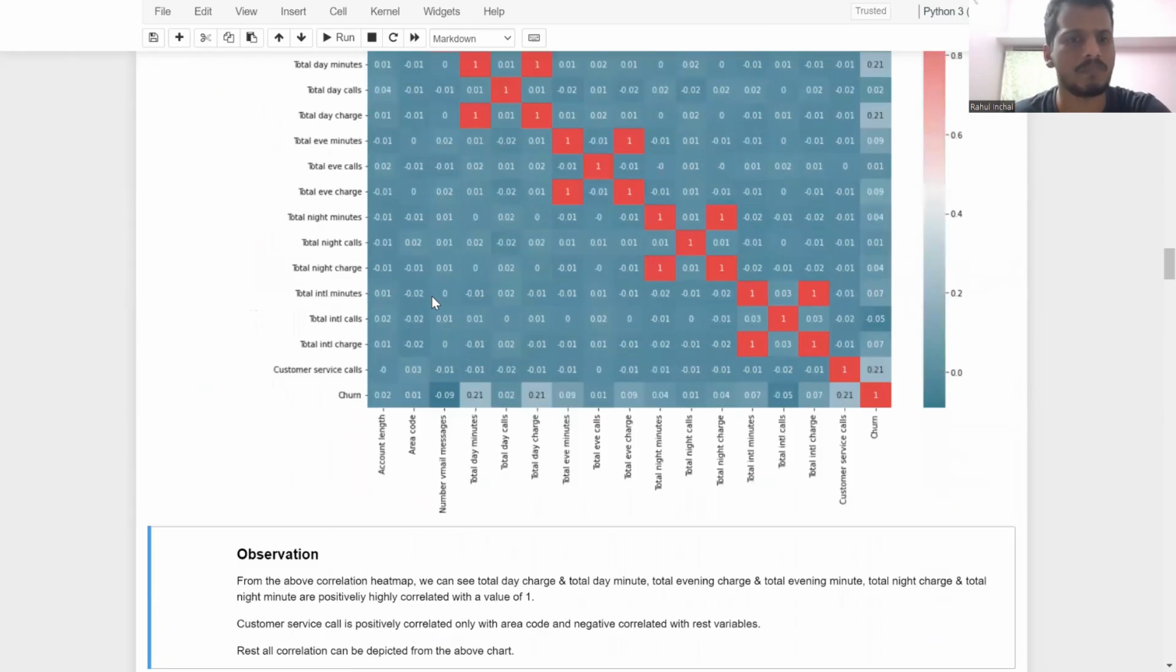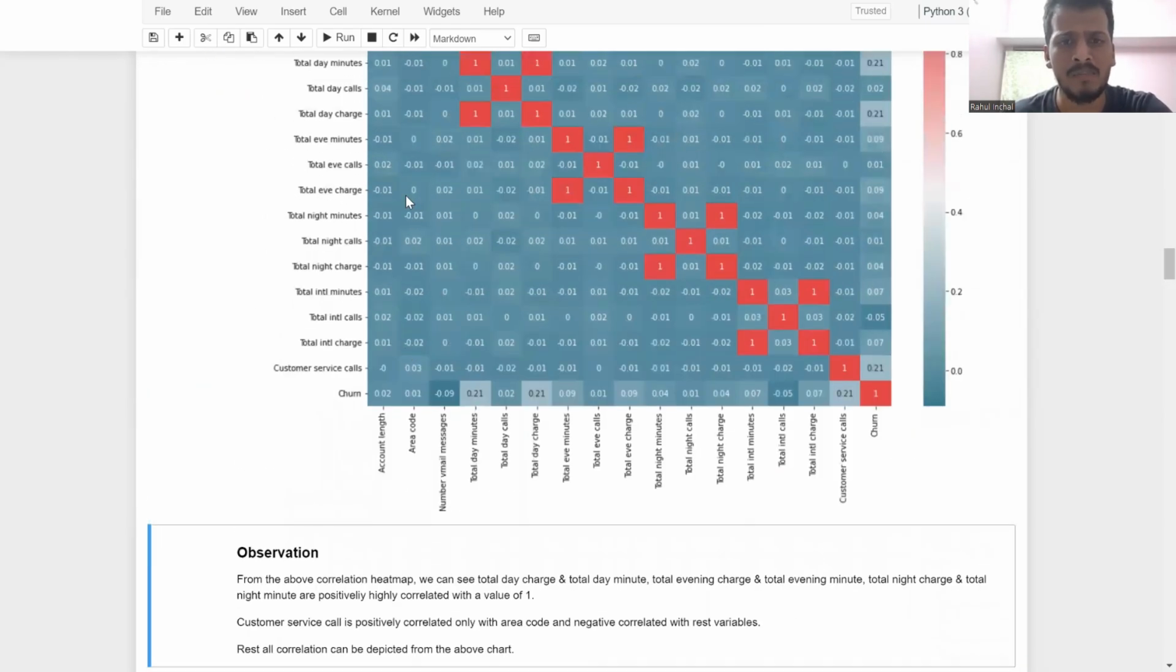So we can see, the conclusion we can make is that there is a strong correlation, for example, total day charge with total day minutes is strongly correlated. I mean, it's entirely correlated, that's why it is one. Similarly for total evening charges and total evening minutes, this is also entirely correlated. And say, for example, total night charges and total night minutes. Which means we can say that it depends on how many minutes they have talked.